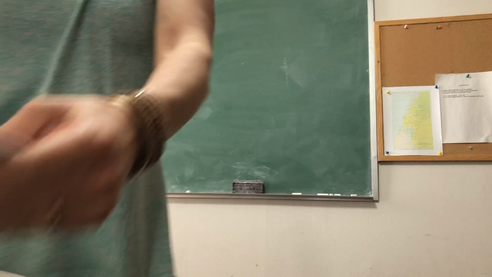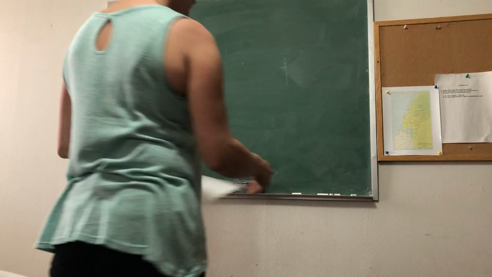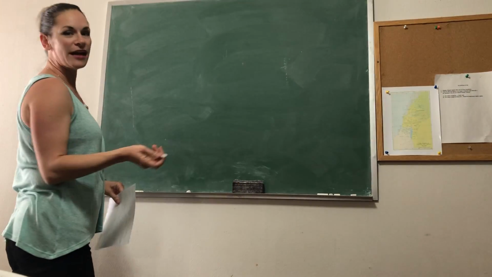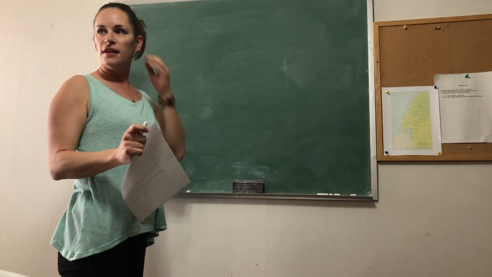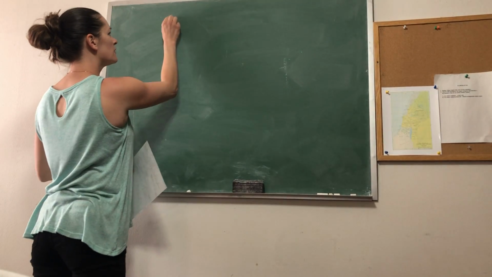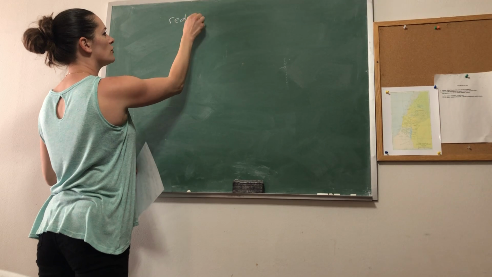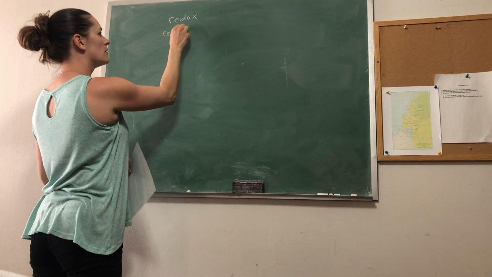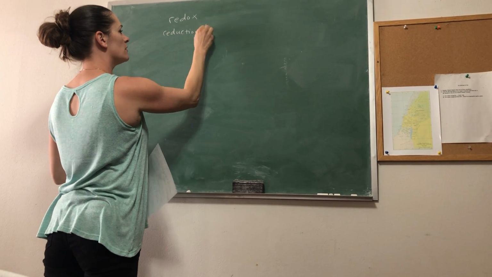Okay, so 12a is redox reactions. A lot of the reactions we've been talking about so far are actually redox reactions, and redox reactions are just a way to track electrons. So redox is short for reduction, oxidation.